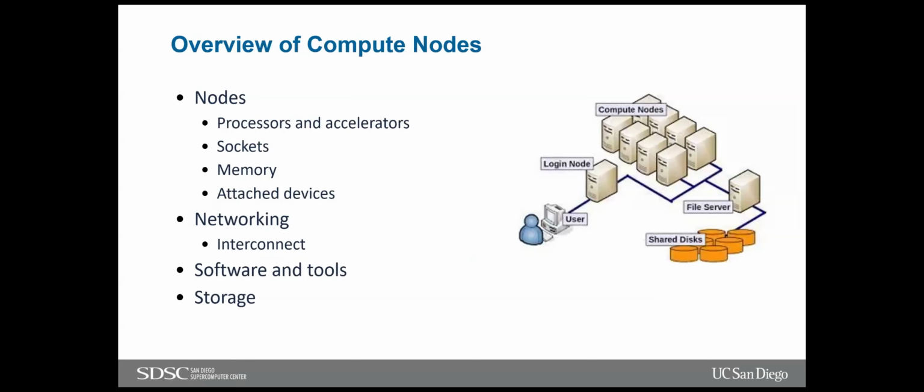So let's take a quick high level look at the HPC components that we want to talk about today. HPC systems are a combination of hardware and software. The hardware that we're going to look at is the processors and accelerators and the sockets, the memory, and all the attached devices. And again, this is all put together with really fast communication between the nodes. And then there's the software and tools that will help make everything work together.